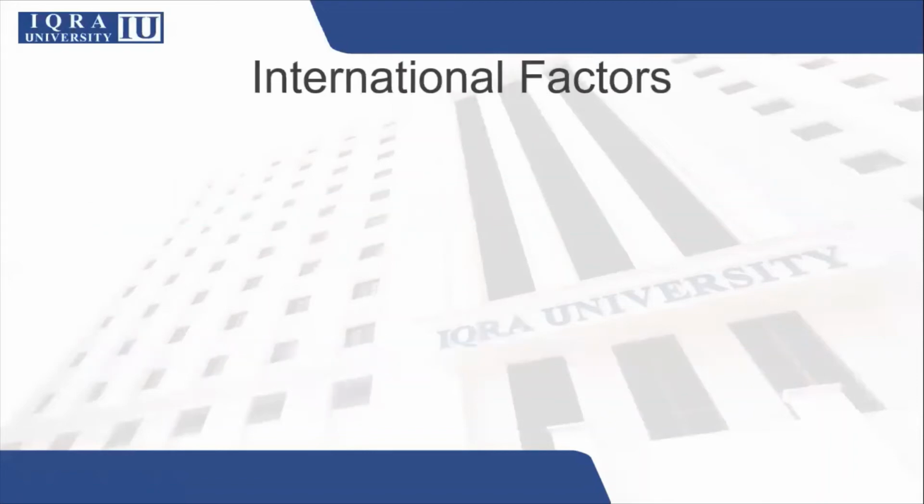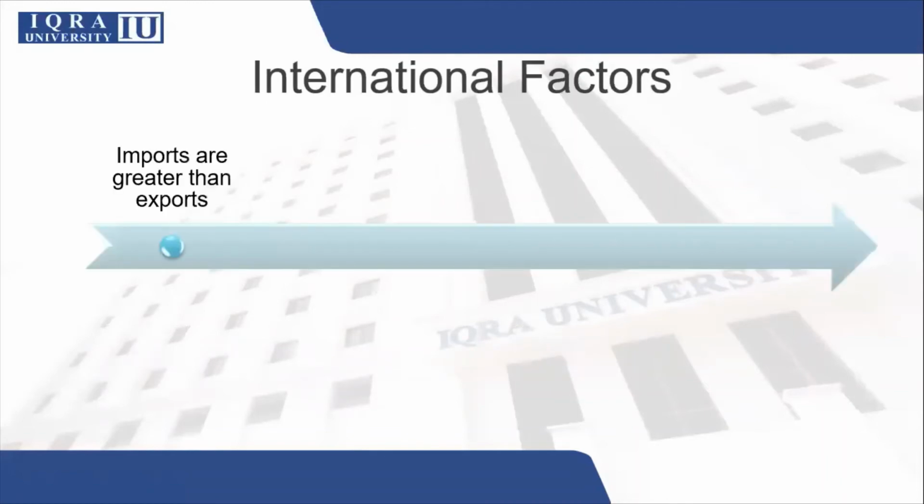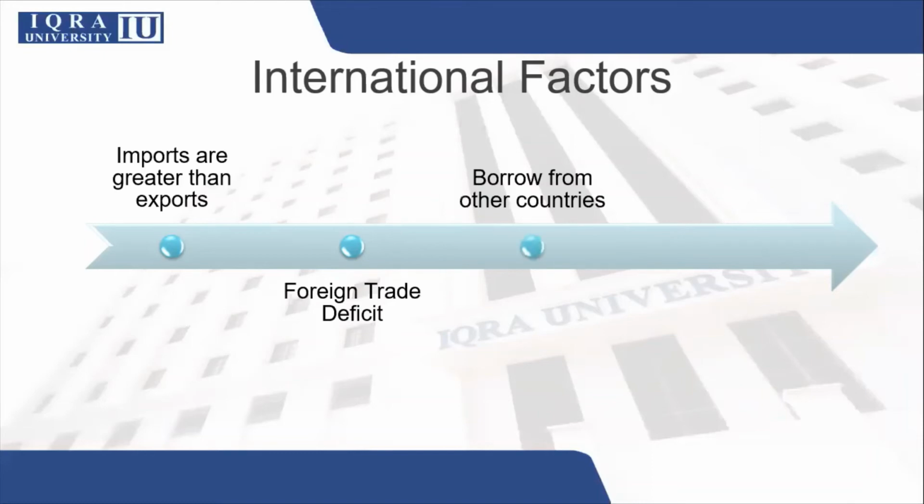Then we have international factors. So let's assume that the imports are greater than the exports, which is the case in Pakistan. That means that we have a foreign trade deficit. Now, if there is a deficit, that deficit actually needs to be financed from some place. And for that, we actually borrow from other countries. And if we are borrowing from other countries, then our interest rate has to be market competitive. So we are going to compete with the global marketplace.